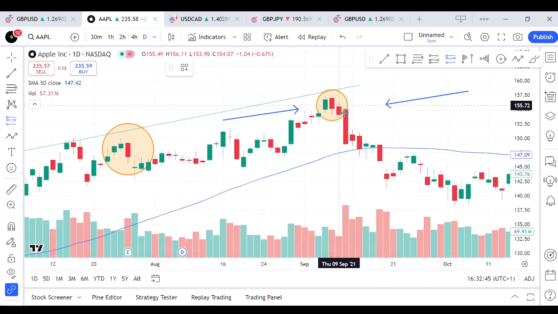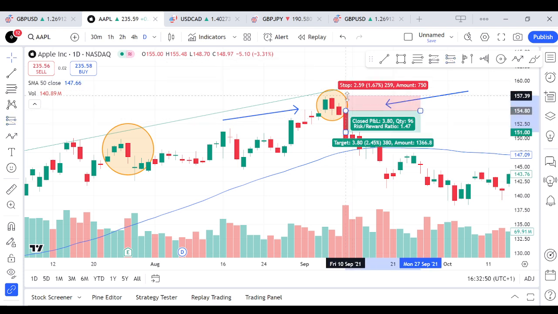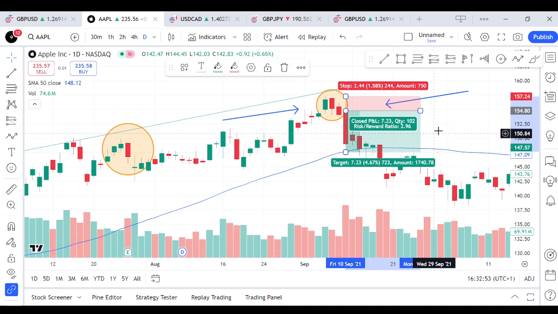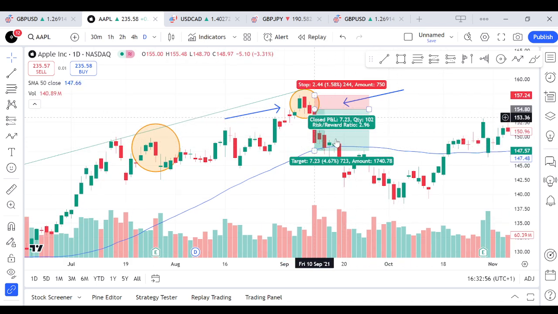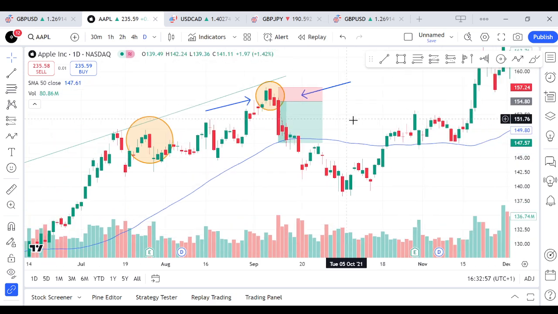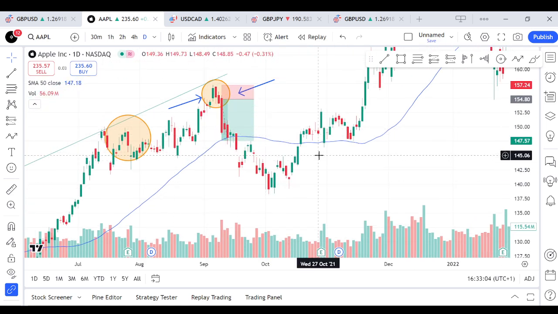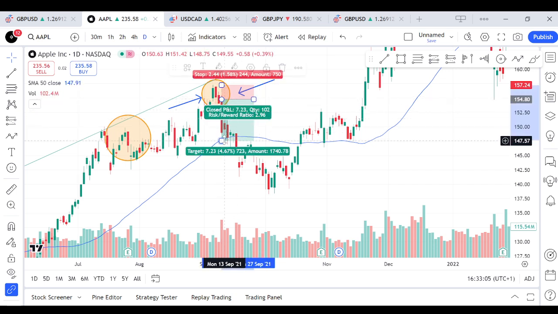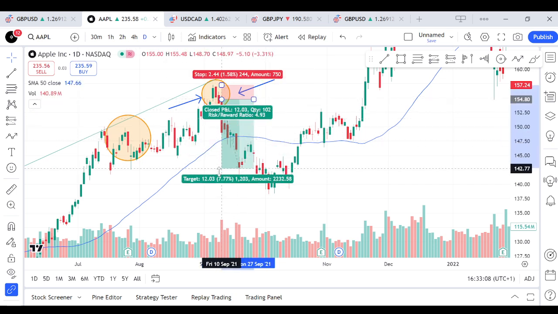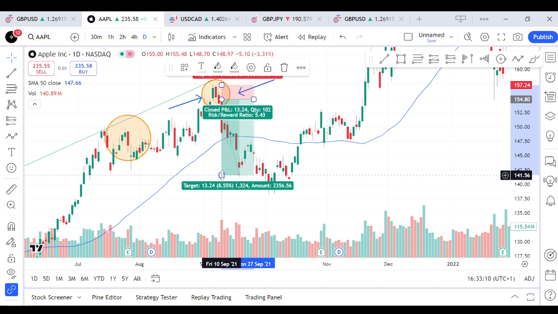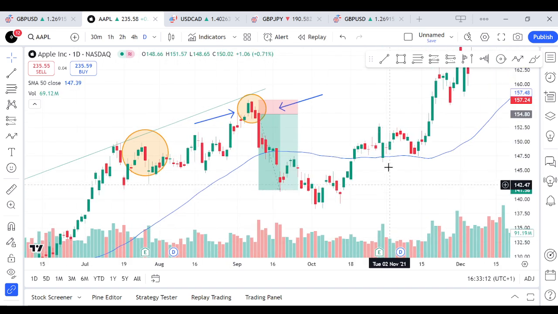You can see the next candle closed bearish, and we could be entering at the open of that candle to sell or short this stock at this particular time. Let me look for another example. We could sell it to the 50-day moving average and use it as take profit, or you could target major support levels like this one.